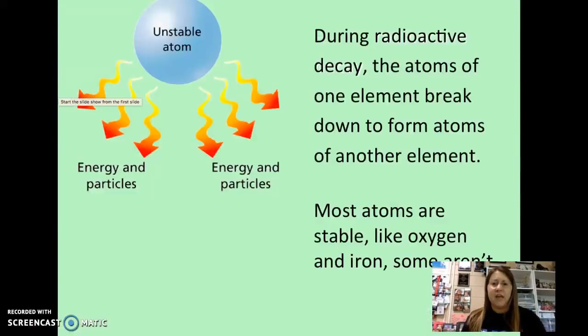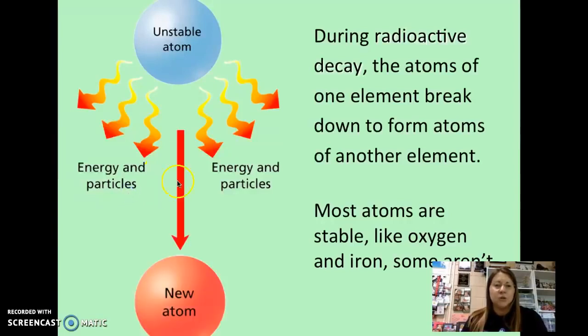So during radioactive decay, elements are going to break down. So you start with an unstable atom, for example, uranium, and as it breaks down, it's going to release energy. So that's where the radioactive part comes into play. It's releasing a lot of energy, gamma particles, beta particles. And as that energy is released, it's going to transition into a different atom. And we're going to look at a couple different examples of those.